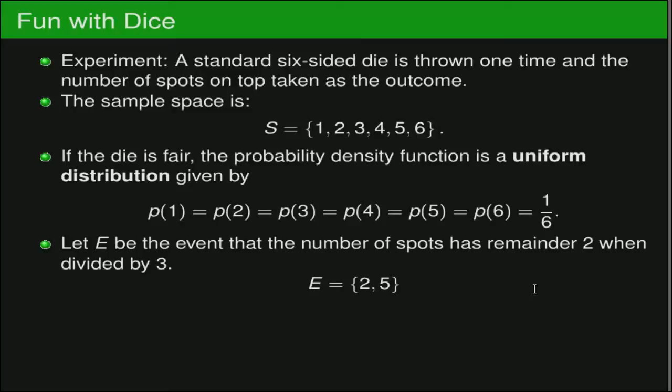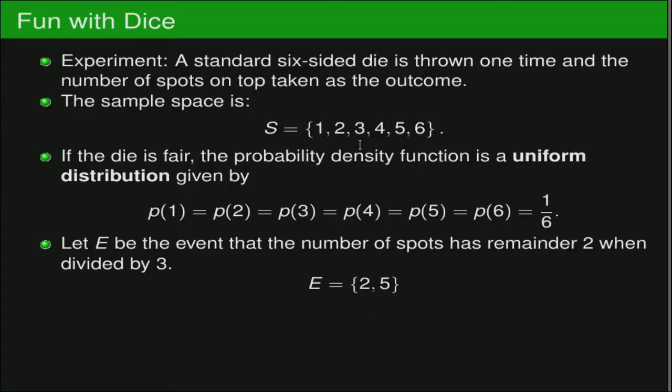So now, to see how this actually works with an event, let E be the event that the number of spots has remainder 2 when we divide by 3. Okay, so we look at the elements of our sample space and ask, what's the remainder of 1 when I divide by 3? Well, the remainder of 1 is 1. What about the remainder of 2 when we divide by 3? Well, the remainder of 2 when we divide by 3, sure enough, is 2. So 2 is going to be an element of our set E.